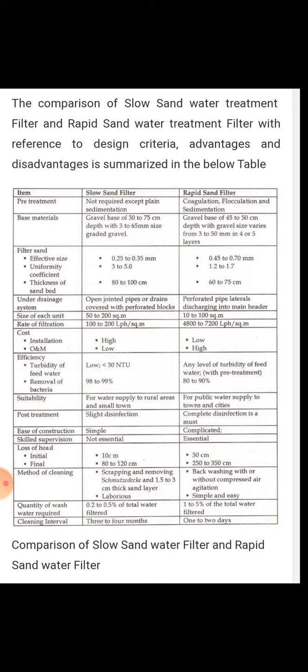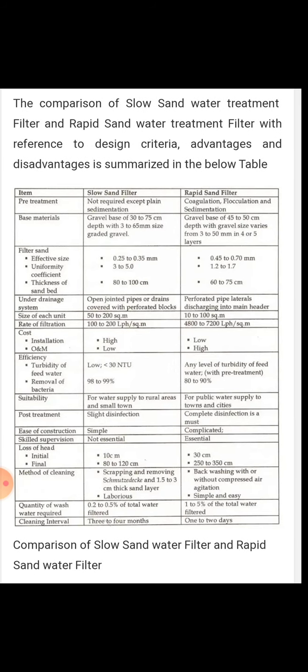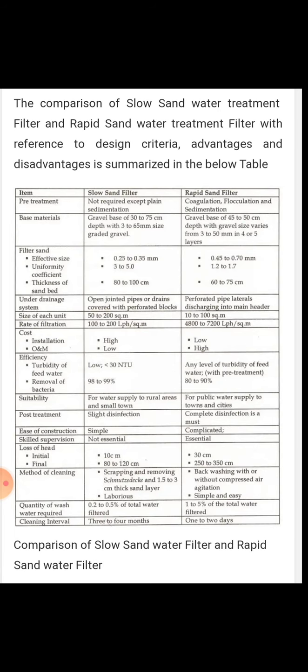Okay, and the effective size of the sand varies from 0.25 to 0.35 mm. That is a very fine size of sand, which is used in a slow sand filter. So that is why it is very efficient in removal of solids. Effectively removes the solids. Why? Because the size of the particle is very small, 0.25 to 0.35 mm.